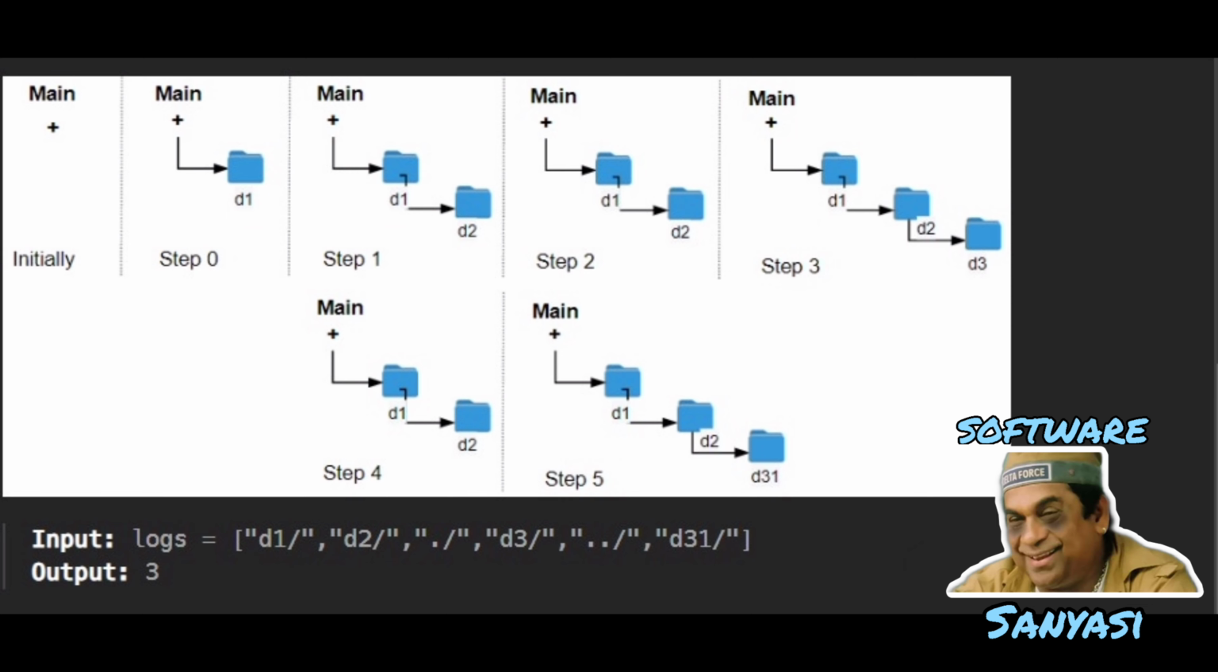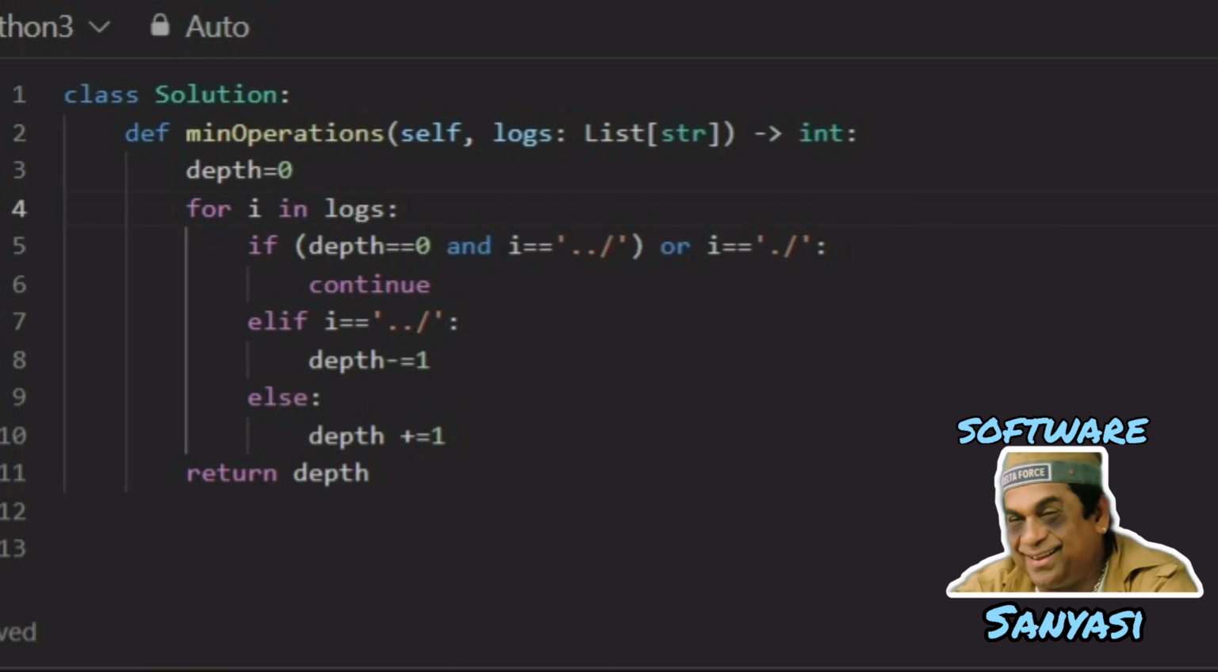Let's walk through the code that implements this logic. Here's what the code does. Initialize depth to 0. Loop through each operation in logs. If the operation is ../ and the depth is greater than 0, decrease the depth by 1. If already in the main folder and the operation is ../, or the operation is ./, do nothing. For any other operation, a child folder, increase the depth by 1. Return the value of depth. This will give us the minimum number of operations needed to return to the main folder.